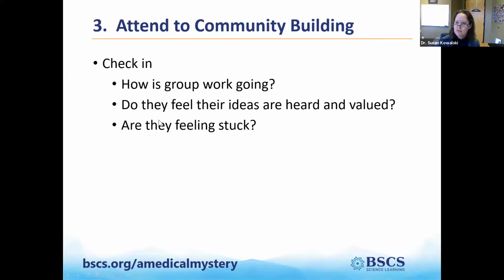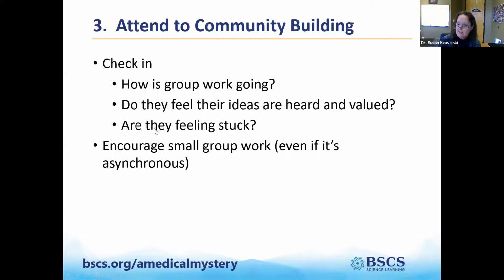Students are going to be doing small group work. They might be having trouble with the technology. They might be having trouble with their peers. They might not be being heard or feeling like they're being heard or valued. So that kind of checking in with students one-on-one through email or through chat is really important on a regular basis.